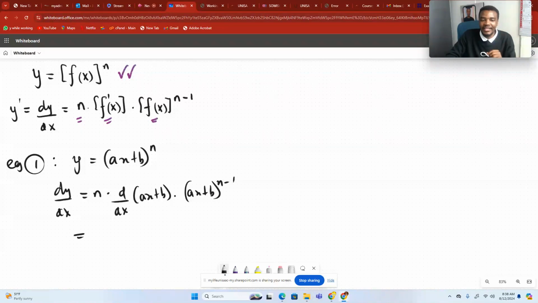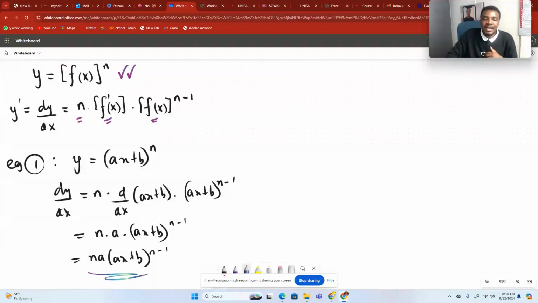So by the end of the day, it's going to be n times the derivative of ax plus b. Straight away we get a, then we multiply by ax plus b to the power of n minus 1. If you rewrite this, n times a, we basically get na times ax plus b to the power of n minus 1. Yes, that's how we differentiate ax plus b to the power of n.